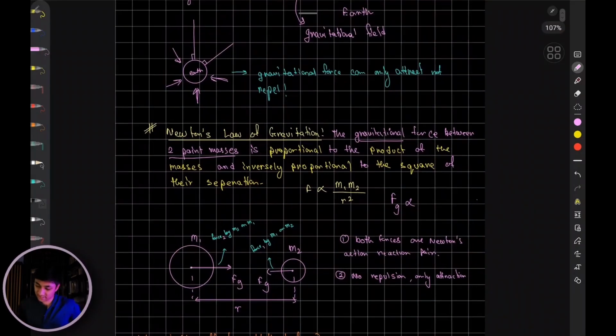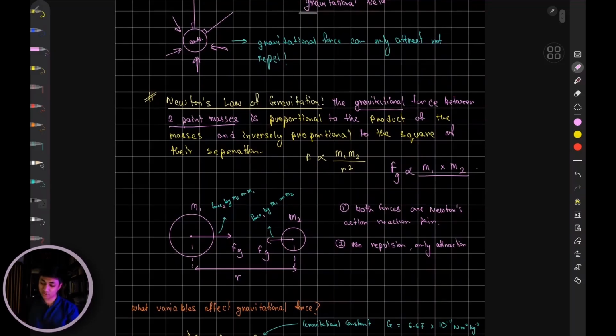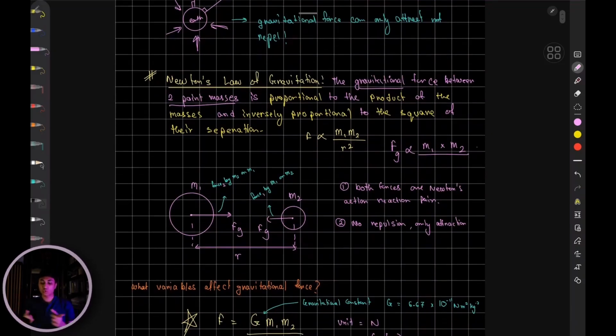So what did we understand from the first line? The force exerted is going to be proportional to the product of both the masses, that is m1 times m2, proportional to the product. Now the second part is it is inversely proportional to the square of their separation. So what is this separation? Remember, you're going to consider it from the center of the mass.